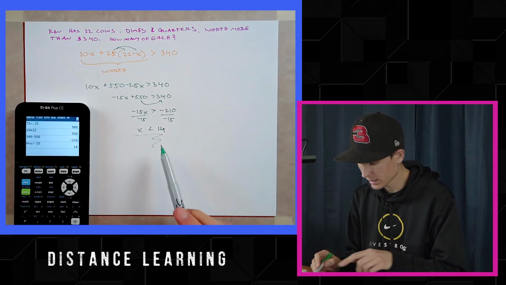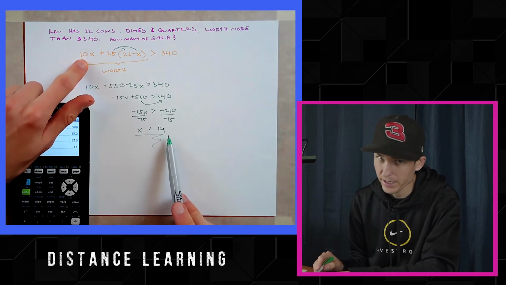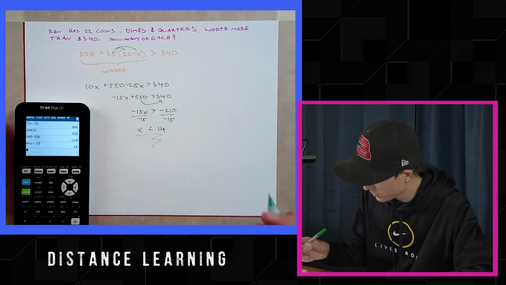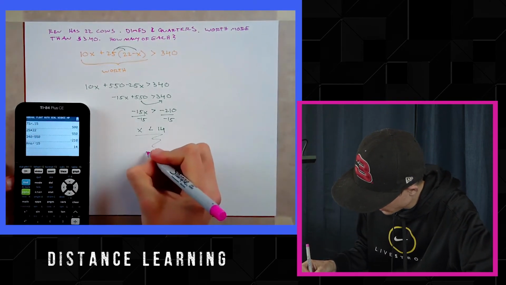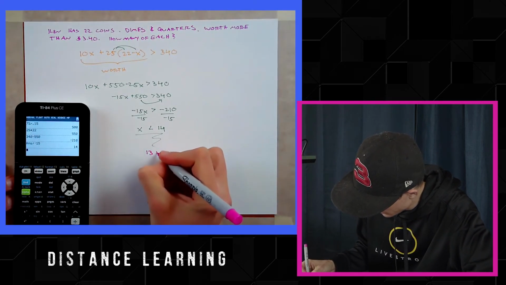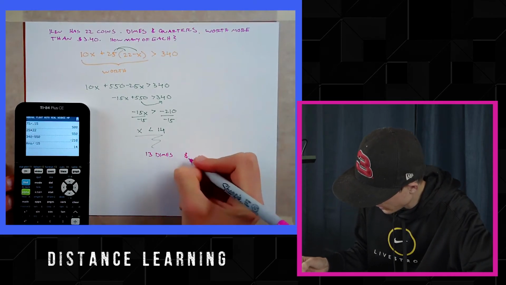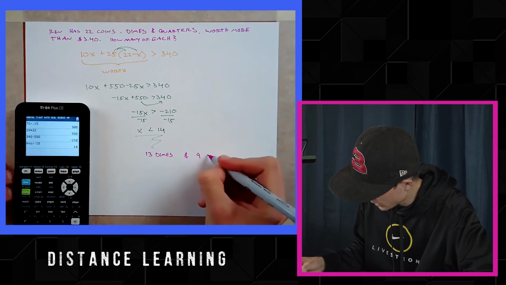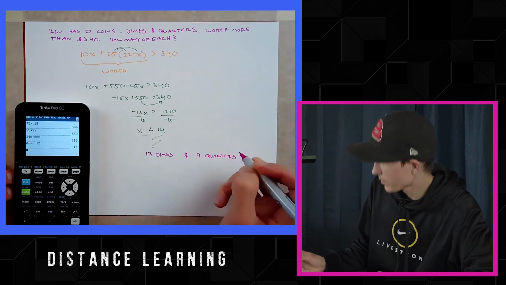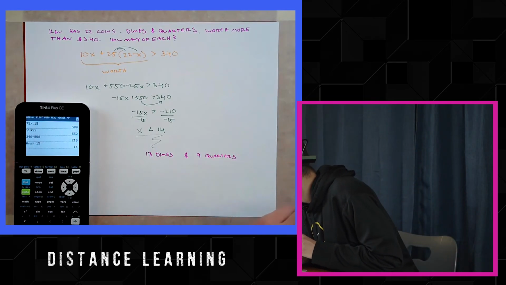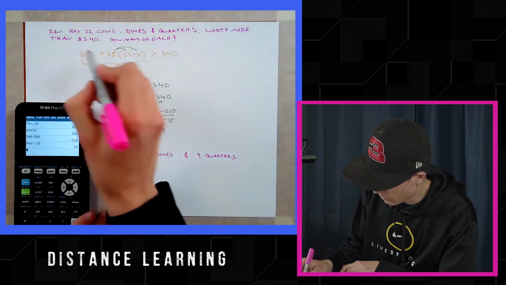Alright, so what does that mean? It does not mean he has 14 dimes. It says he has to have less than 14. And you can't have 13.5 dimes. So he's going to have 13 dimes. And that means he would have 9 quarters. And it's worth more than that much, right?